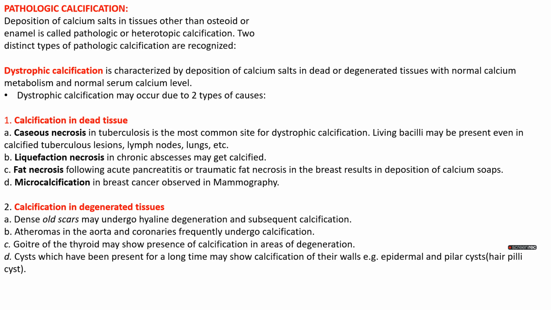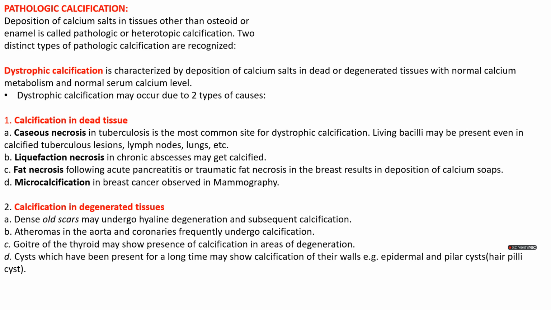Tuberculosis is the most common site for dystrophic calcification. That means in the condition of TB, you can expect dystrophic calcification in the region, and this calcification contains the bacilli as well, that is Mycobacterium tuberculosis bacilli. You can expect that in calcified tuberculosis lesions or droplets, and lymph nodes. In the lymph nodes also you can find it, and in the lungs you can find such a calcification.